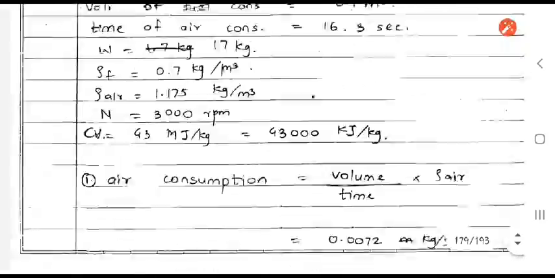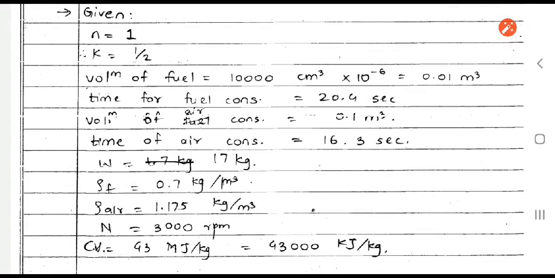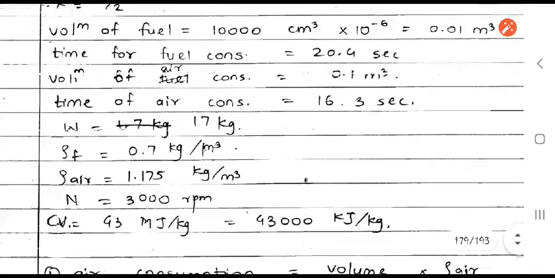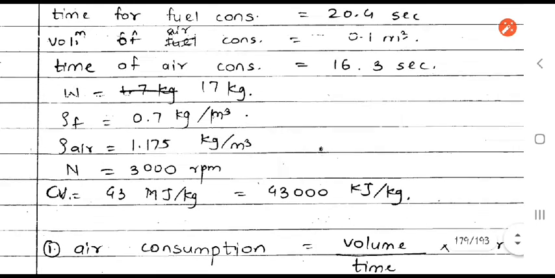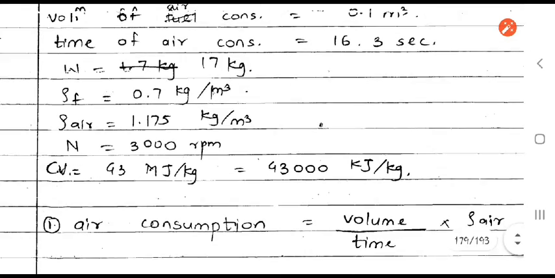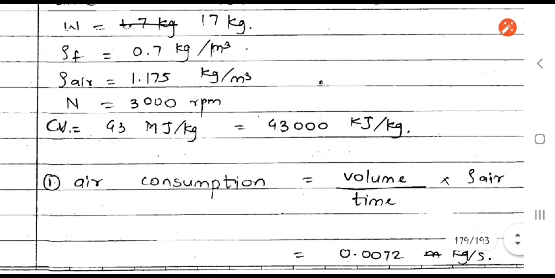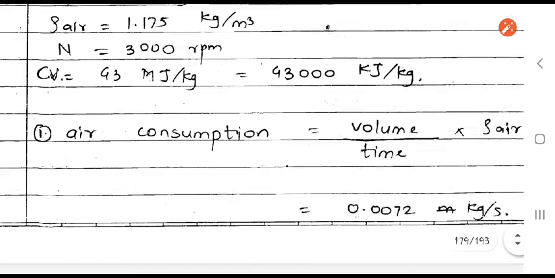Then the time of air consumption is 16.3 seconds. Then volume of air consumption is equal to 0.1 meter cube. W is given, that is the load is given, 17 kg. Then density of fuel is 0.7 kg per meter cube. Density of air is equal to 1.175 kg per meter cube. Then engine RPM, that is N, is equal to 3000 RPM. Calorific value of fuel is given 43 megajoule per kg, converted into kilojoule, that is multiplied by 10 to the power 3, that is 43,000 kilojoule per kg.